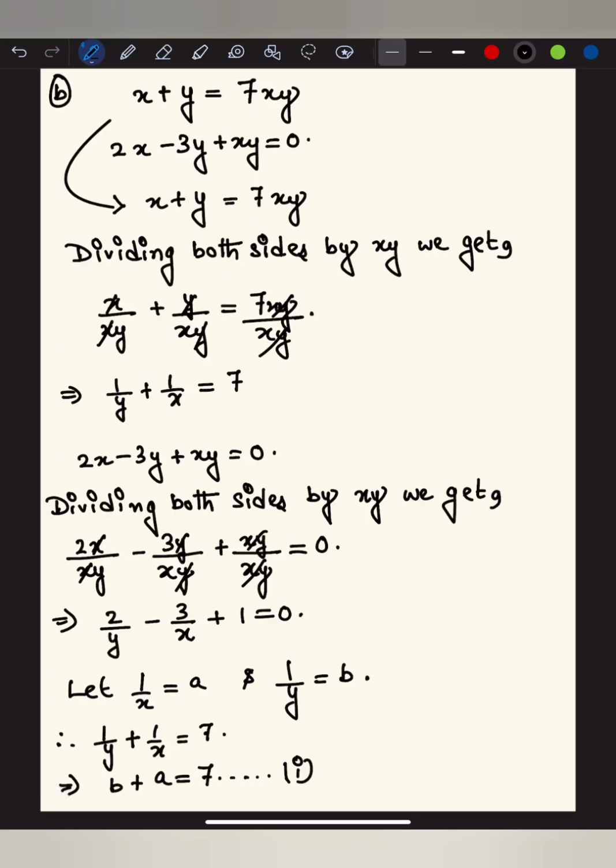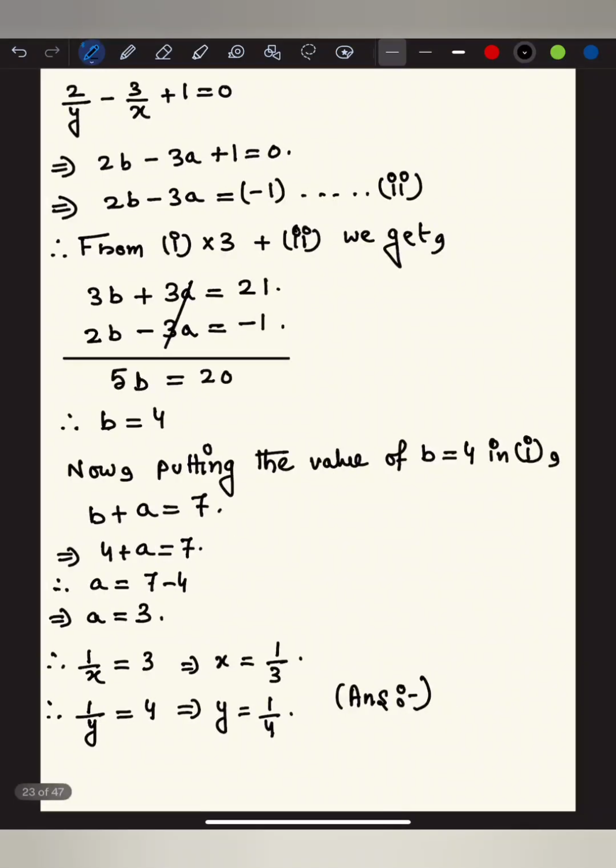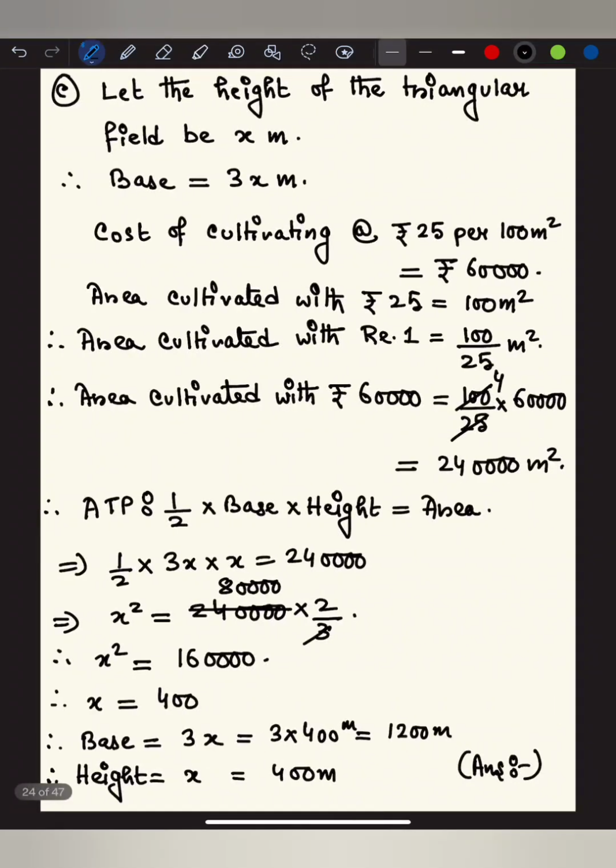Okay, let's come to question number C of question number 3, right? The base of a triangular field is 3 times its height. So if we know the height of the triangular field, then we will automatically know the base, right? So we assume the height of the triangular field to be x meter. Let the height be x. Therefore base will be what? 3 times x meter, right?